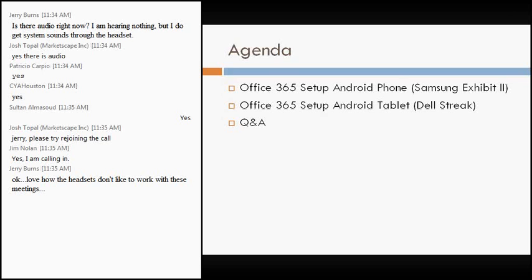We're basically going to walk through two different setups today, and that's the agenda. We'll be talking through setting up an Android phone, which in this example is a Samsung Exhibit 2, a 4G phone. Then we'll walk through the setup on an Android tablet, which is a Dell Streak tablet. After we walk through those, there'll be screenshots, and at the very end, we'll have a Q&A session on any questions.